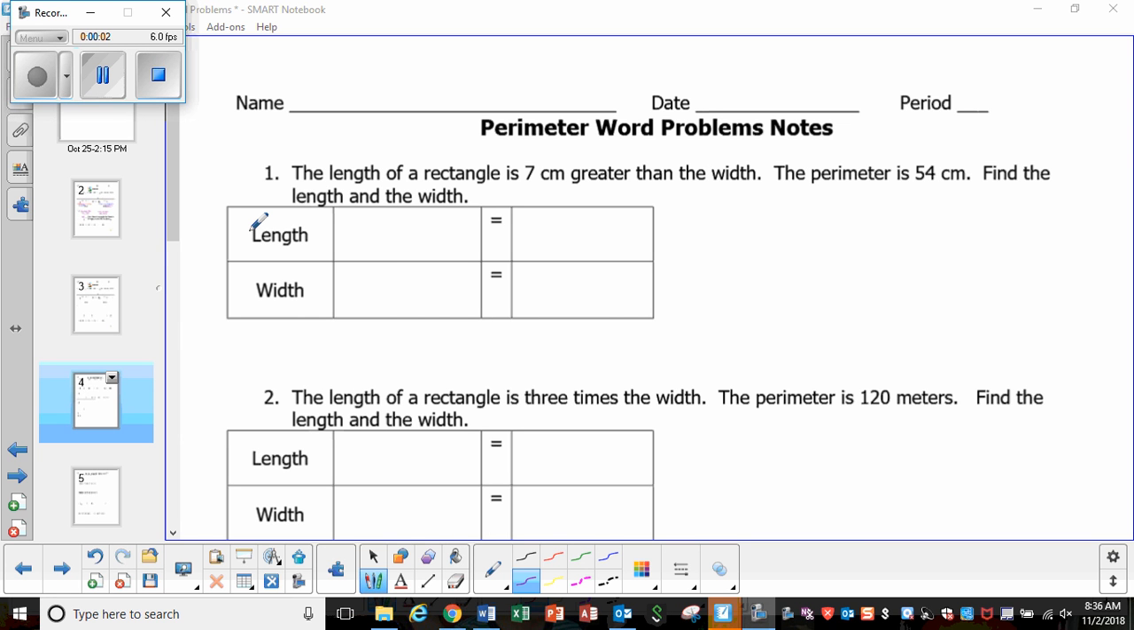The length of a rectangle is 7 centimeters greater than the width. The perimeter is 54 centimeters. Find the length and width. So let's look at a rectangle.